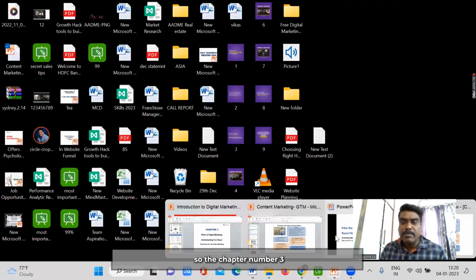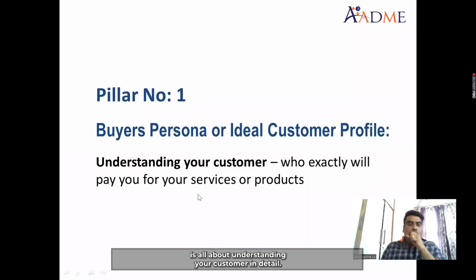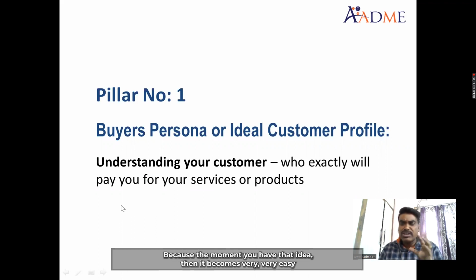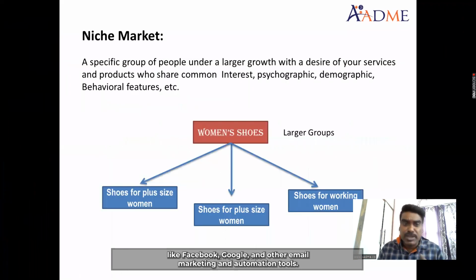So chapter number 3 is all about understanding your customer in detail. This is the most important chapter, the most important topic in the world of marketing, right? Understanding your customer, who exactly will pay you for your services and products. Because the moment you have that idea, it becomes very, very easy to send your message to the right set of people using tools like Facebook, Google, and other email marketing and automation tools.